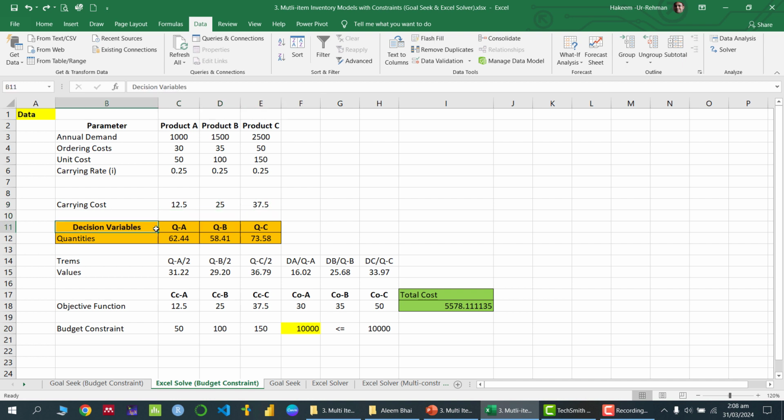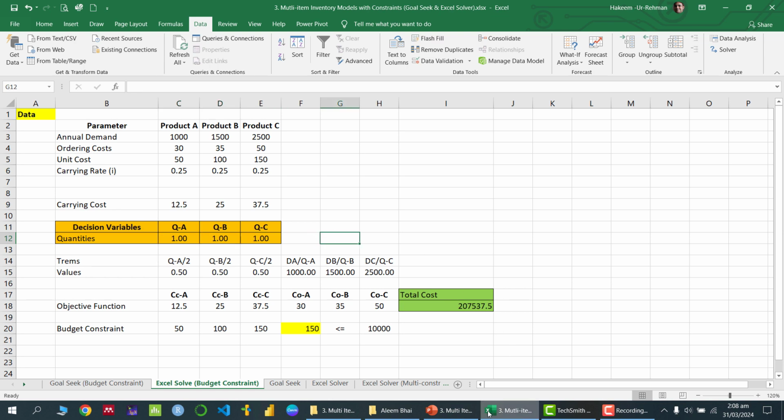And my decision variables are how much quantity we should order of products A, B, and C. So these are the decision variables. You can remove this one. We would like to find out these values. Let's say initially I am just supposing that this is equal to 1. Actually we would like to find out the values of these three variables.